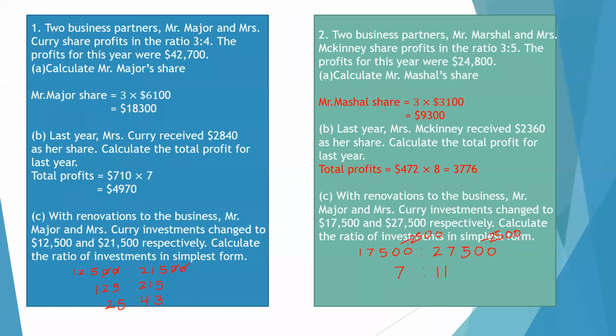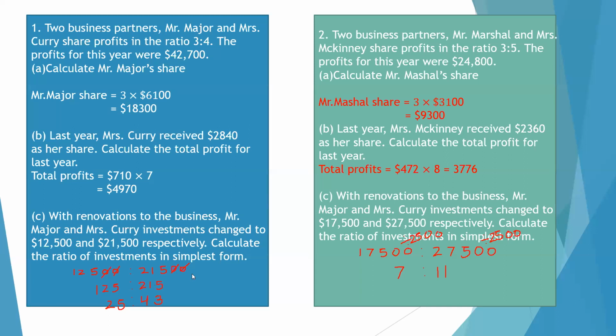And for B, which is last year, Mrs. Curry received $240 as her share. Calculate the total profit for this year, and her total profits was 710 times 7, and the answer is 497. And for C, with renovations to the business, Mr. Major and Mistress Curry investments changed to $12,500 and $21,500 respectively. Calculate the ratio of the investments in the simplest form.